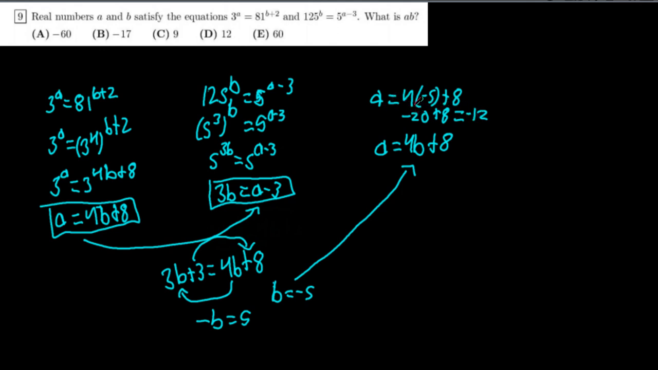Okay, so now we know what a and b are. And it is asking what is a times b, or negative 12 times negative 5. Negative 12 times negative 5 equals 60. This is your answer. So E on the answer choices.